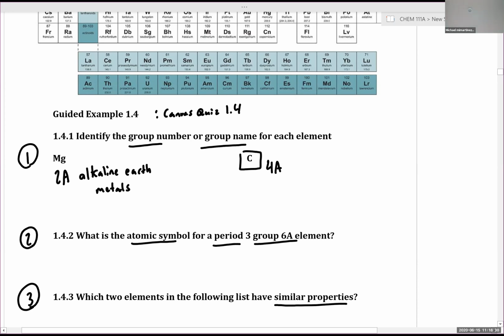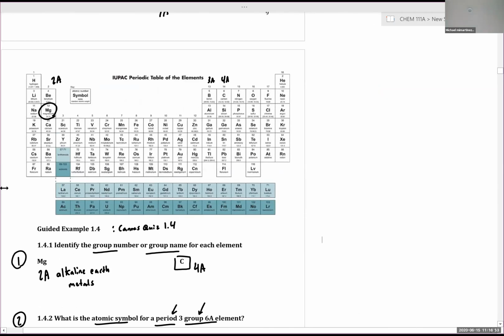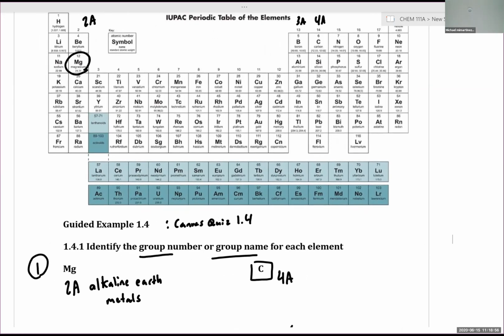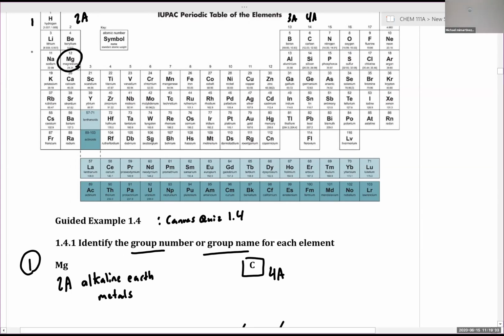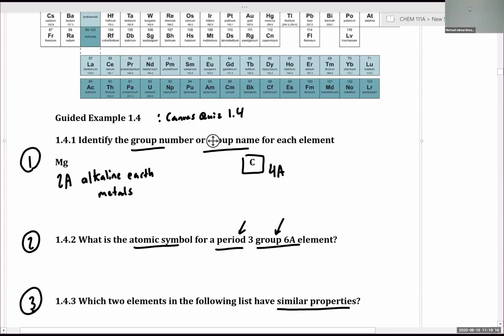I'm seeing a lot of reasonable responses in real time, so thank you for participating. It's certainly helping me get a sense that everyone's doing quite well so far. So let's discuss part 2. What is the atomic symbol for a period 3 group 6A element? I see a lot of people commenting sulfur, and that's exactly right, but let's show the logic behind it. If we add our period numbers, 1, 2, 3, and our group numbers, our period 3 group 6A element matches sulfur. So we'll put the symbol for sulfur, which is S.